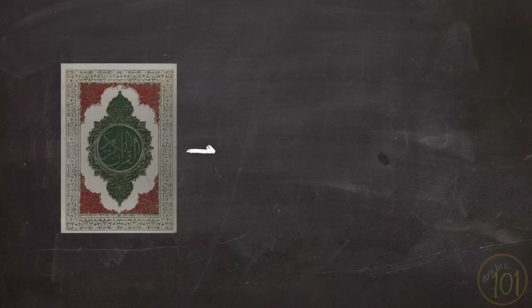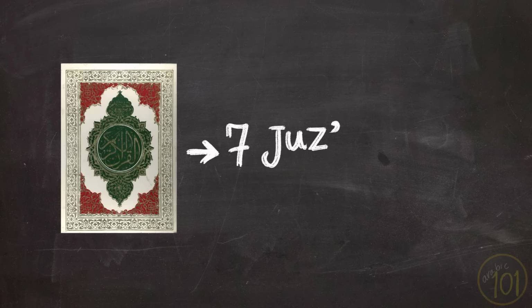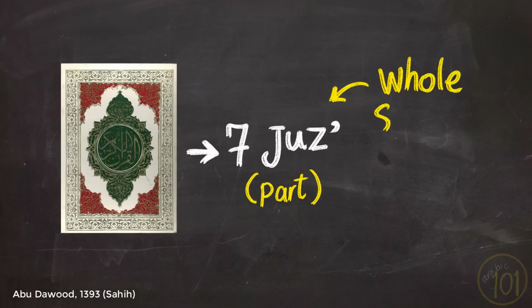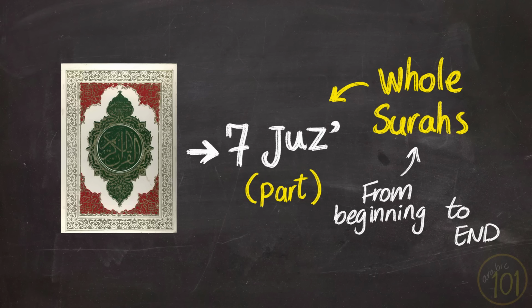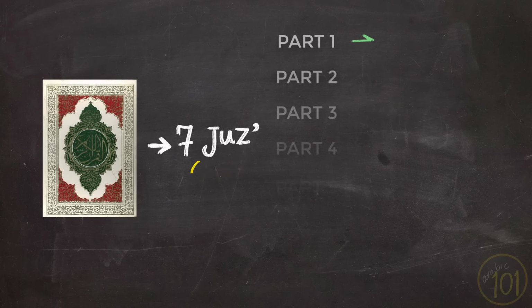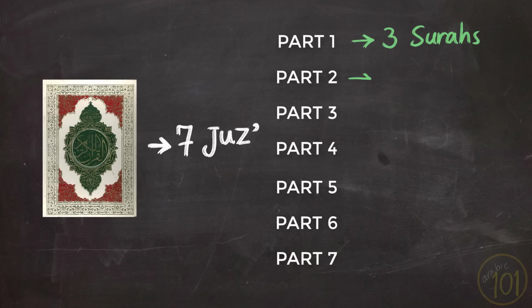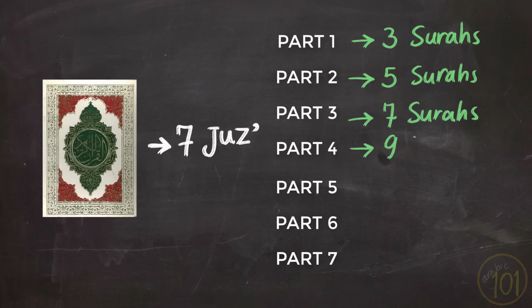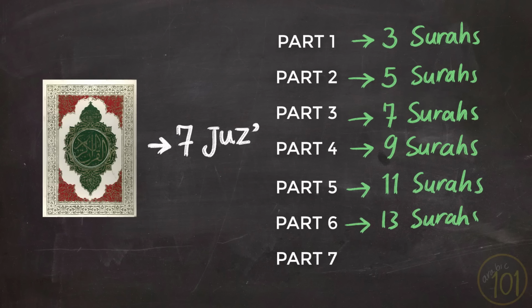In fact, the Sahaba divided the Quran into 7 juz, 7 parts only. Each part contains a number of whole surahs from beginning to end. So, part 1 contains 3 surahs, part 2 5, part 3 7, and part 4 9 surahs, part 5 11, and part 6 is 13, and part 7 is called al-Mufassal.